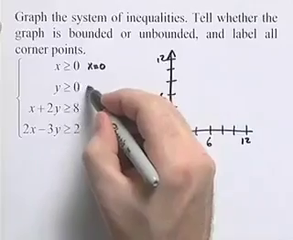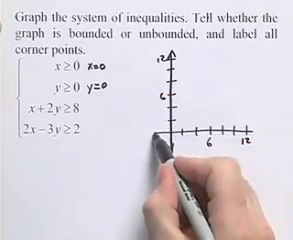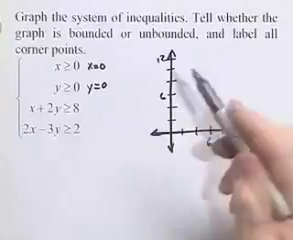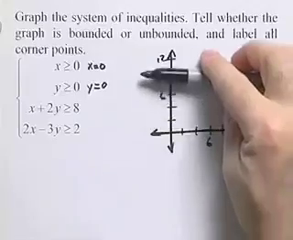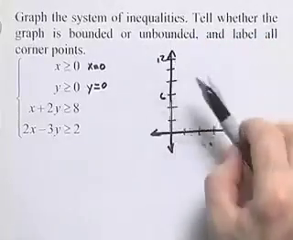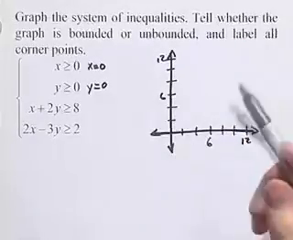Our next inequality, y greater than or equal to 0, we'll graph the line y equals 0, which is the x-axis. We want to be greater than that as well. That puts us above this line. Using these first two inequalities, we see we're focusing on quadrant 1 and the coordinate axes.